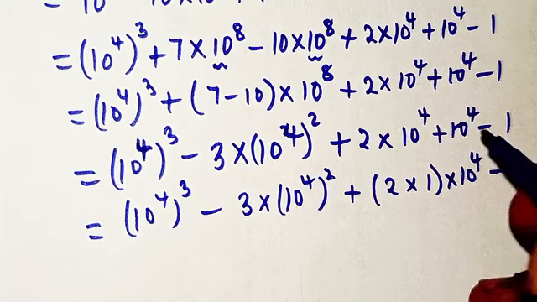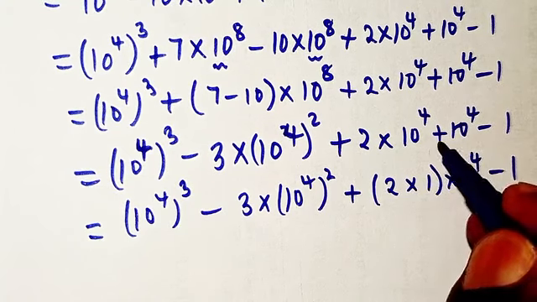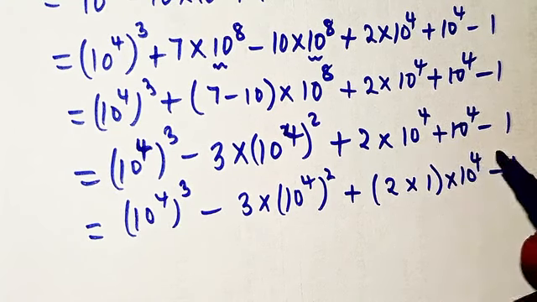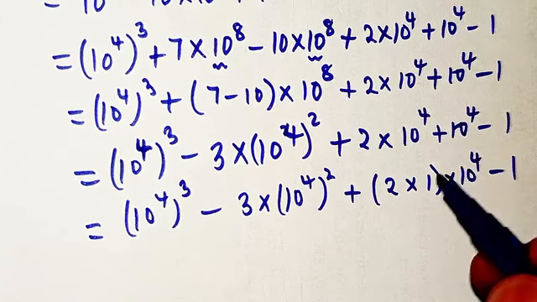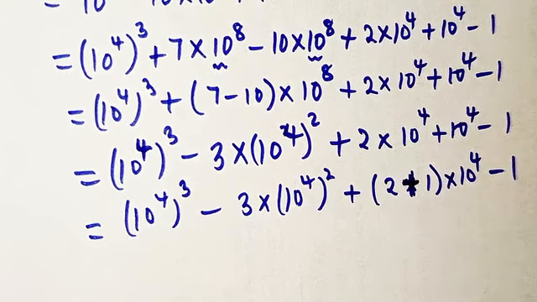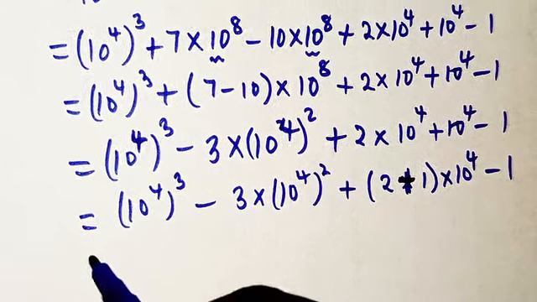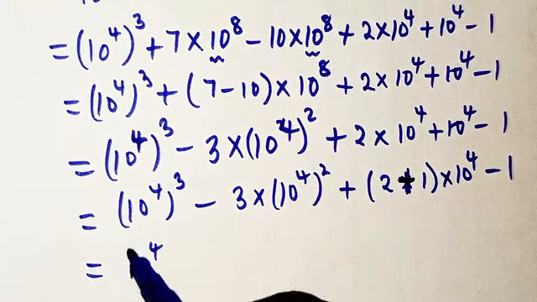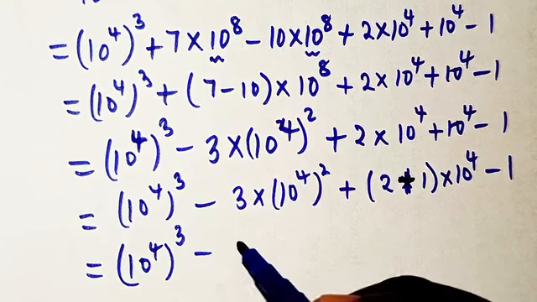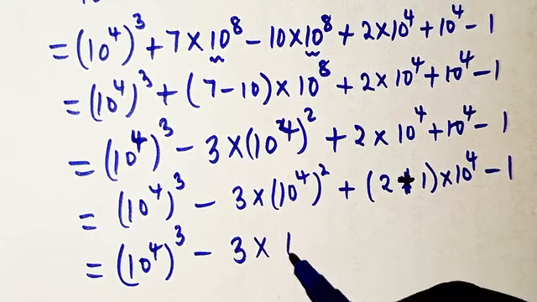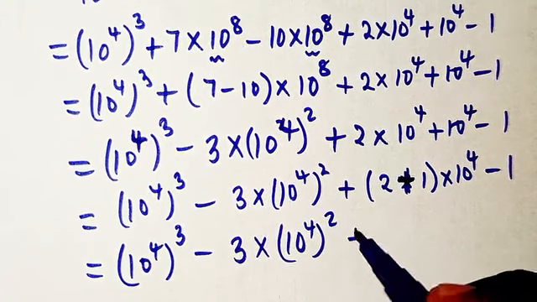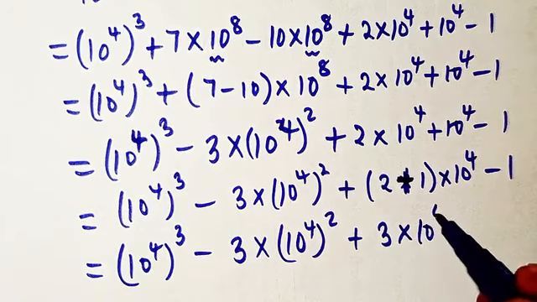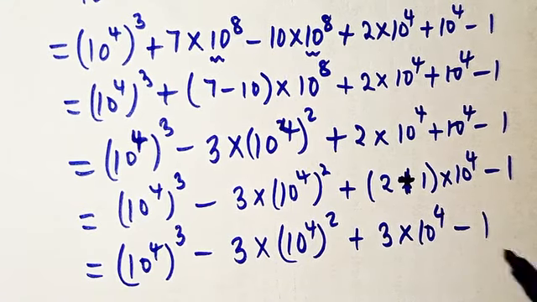Is it going to be times? It's plus 1, sorry, plus, because I tried to factorize 10 to the power of 4 out. So therefore this is going to be 2 plus 1, sorry about that. Then we have 10 to the power of 4 to the power of 3 minus 3 times 10 to the power of 4 raised to the power 2, then plus 3 times 10 to the power of 4 minus 1.